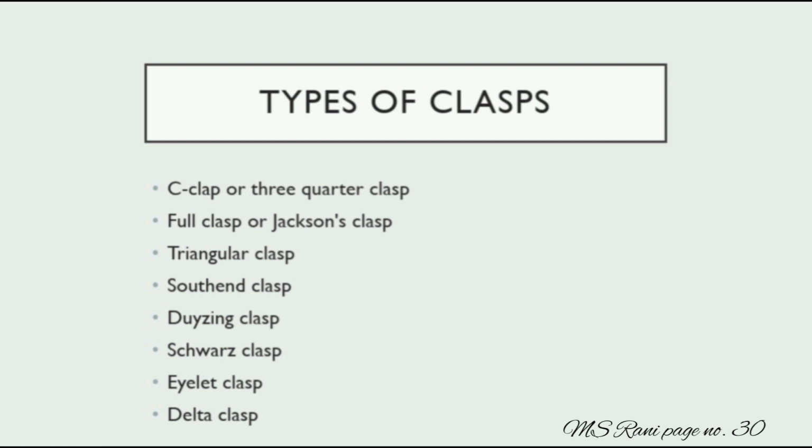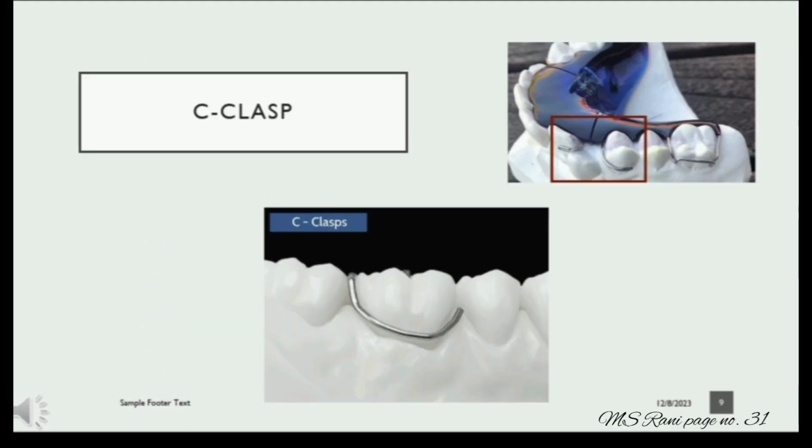Now, what are the types of clasp? Types of clasp are C clasp or third quarter clasp, full clasp or Jackson's clasp, triangular clasp, Adam's clasp, south end clasp, Dysing's clasp, Schwarz clasp, eyelet clasp and delta clasp. The location of clasps is in the posterior region, mostly on the first permanent molar.